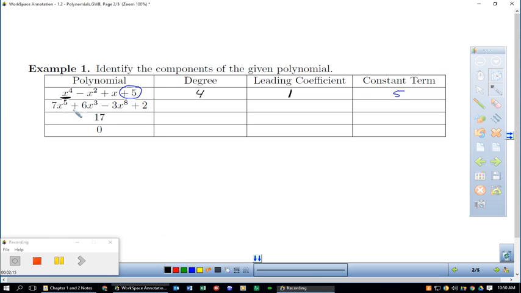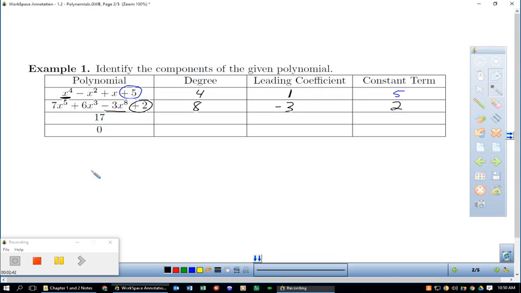Okay. All right, next we have 7x to the 5th plus 6x cubed minus 3x to the 8th plus 2. The degree is the highest exponent. In that case, this is an 8. So there's our leading term. Okay, so the degree is 8. The leading coefficient then is negative 3. And the constant term is the term without a variable, so that would be plus 2.